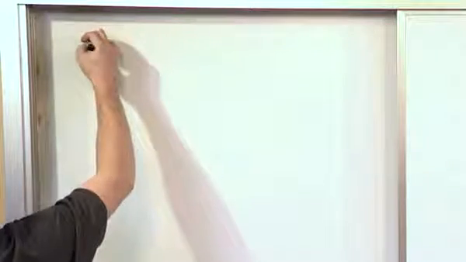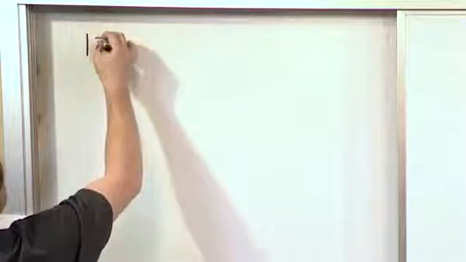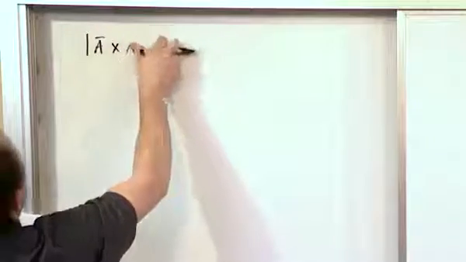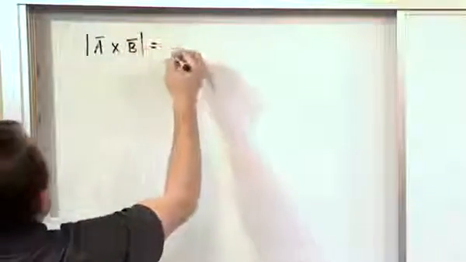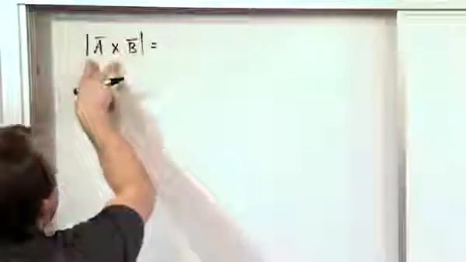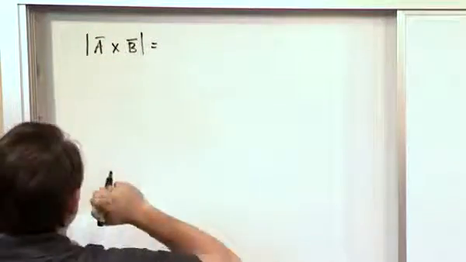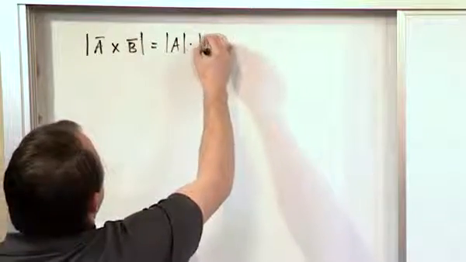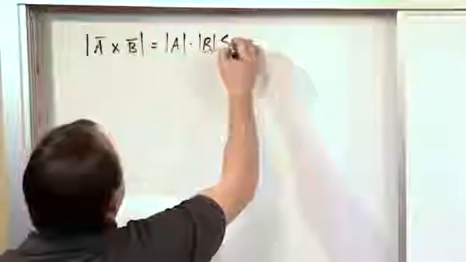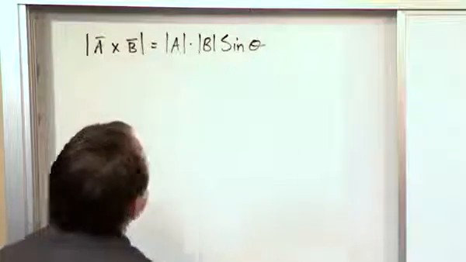All right, so we're going to have the cross product of two vectors. Now, I know that you probably have seen this before. If I have vector A and I cross it with vector B, then the magnitude of A cross B, that's what I'm really calculating here, is the magnitude of vector A times the magnitude of vector B times the sine of the angle between A and B.